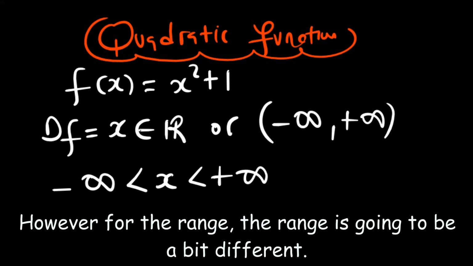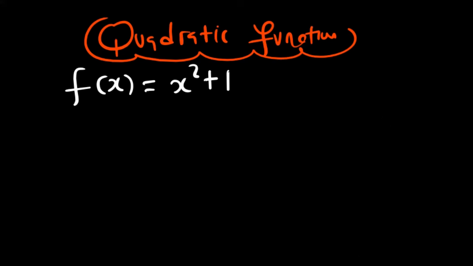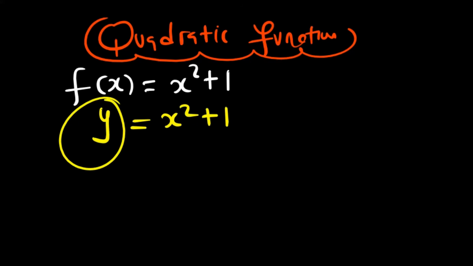However, the range is going to be a bit different. You have to first solve for y. So how are we going to solve that? We're going to say y is equal to x squared plus 1. Mind you, these are the y values, okay? Then x, those are the input values. So you have to first find what the output values are for you to find the range.